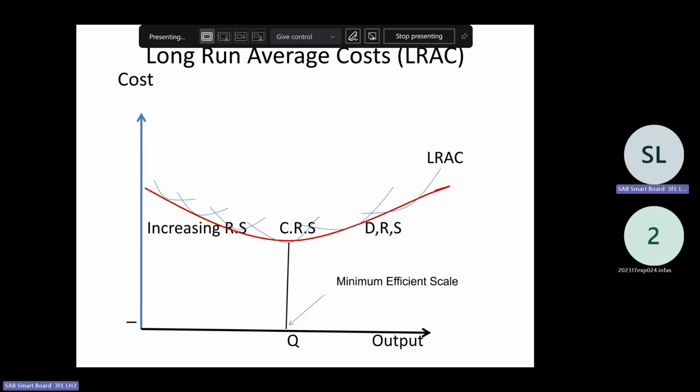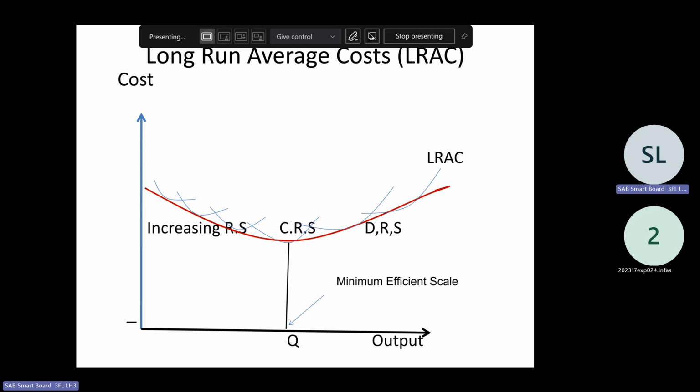Now here we take the long run average cost curve. This red line denotes the long run average cost curve. It's more commonly called the envelope curve. Like the short run average cost curve, which we know is U-shaped, it is more of an envelope in the long run. So it denotes several short run average cost curves, but it is not going through the minimum point of each short run average cost curve.